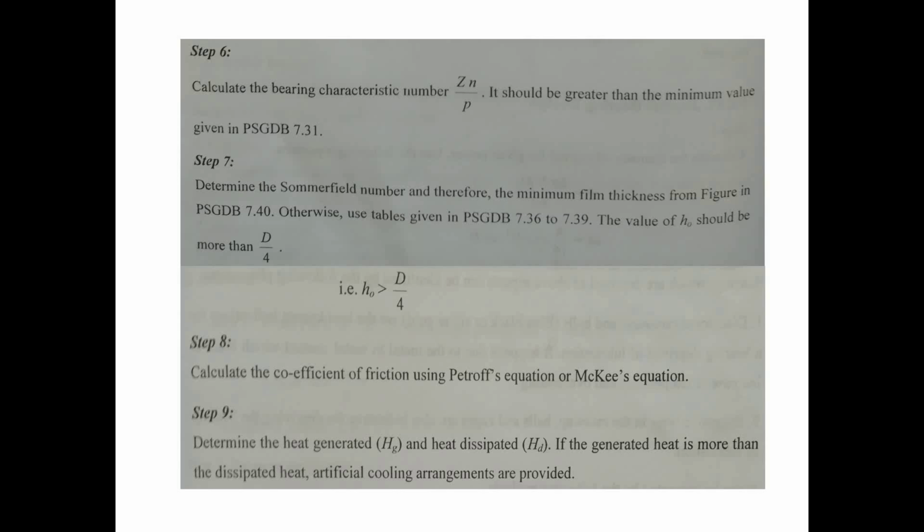One more thing we have to consider is heat dissipation. If heat dissipation is more than the heat generation, no artificial cooling is required. If the heat generation is more than the heat dissipation, artificial cooling is required to cool the bearing. That is the concept behind the bearing. These are the major steps used for designing the bearing. So this is the procedure for designing the journal bearing.